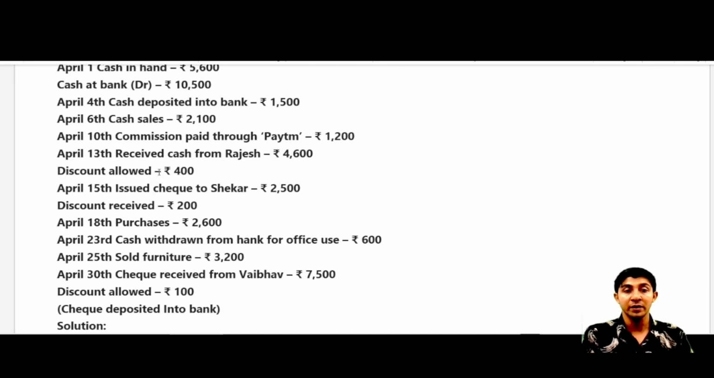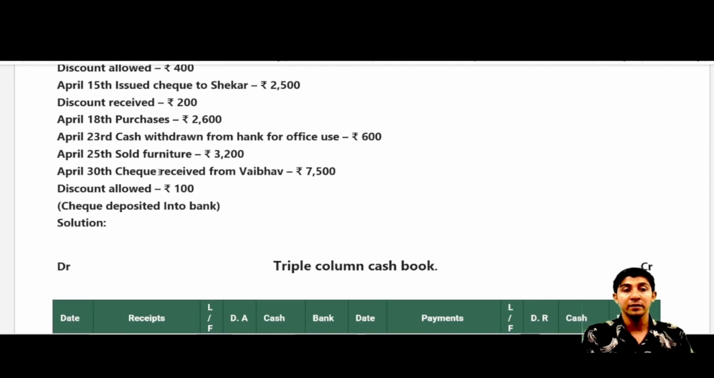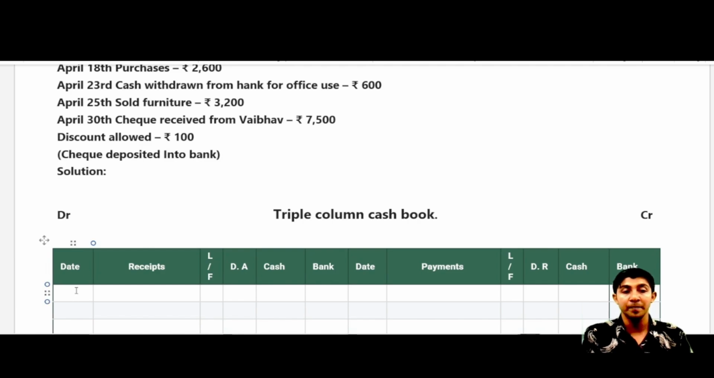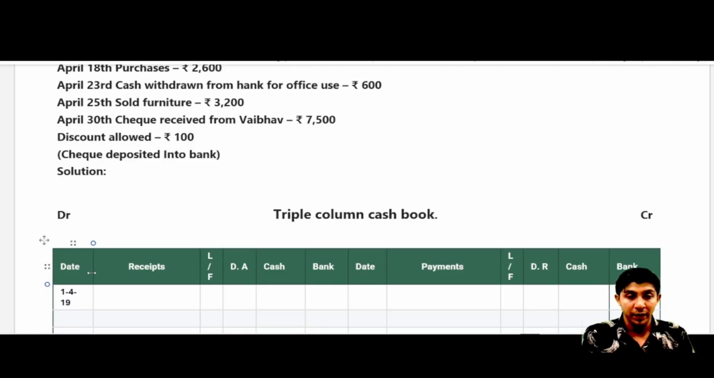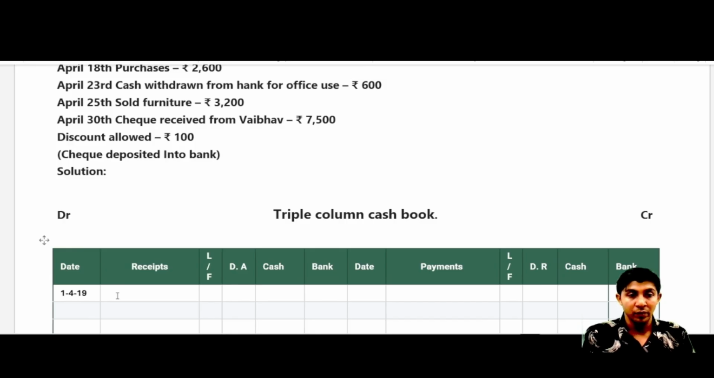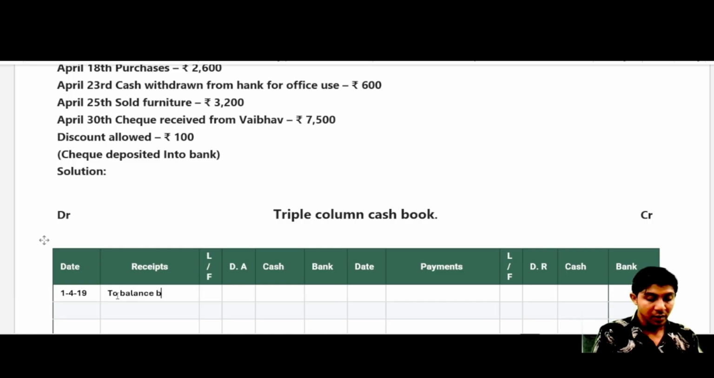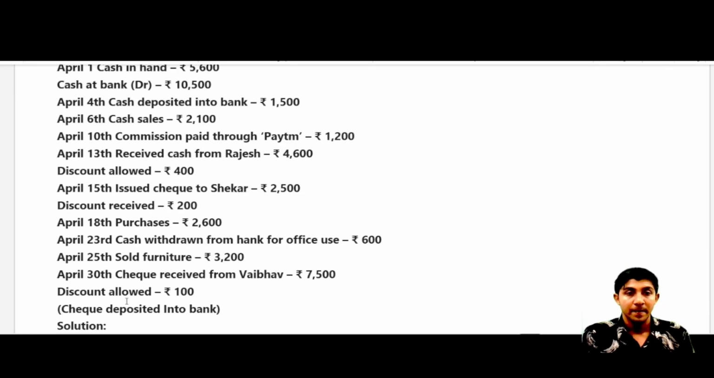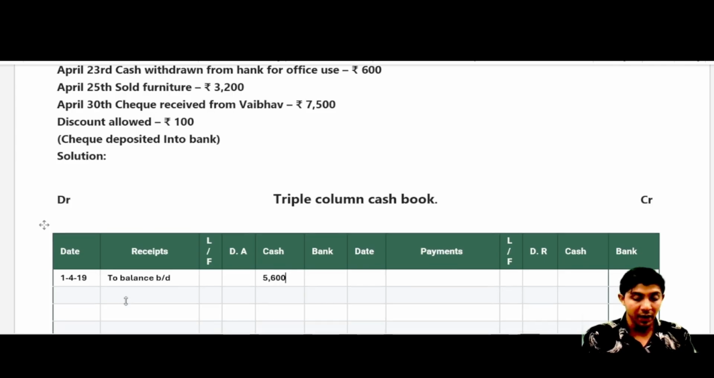ठीक है, 5600 and 10500 डेबिट साइड मूव हो गया. What is the date? The date is 1st April 2019. We'll adjust the date section a little bit, and here we need to write To balance B oblique D, brought down. What is the balance of cash? 5600 and 10500. 5600 is the balance of cash and 10500 is the balance of bank.